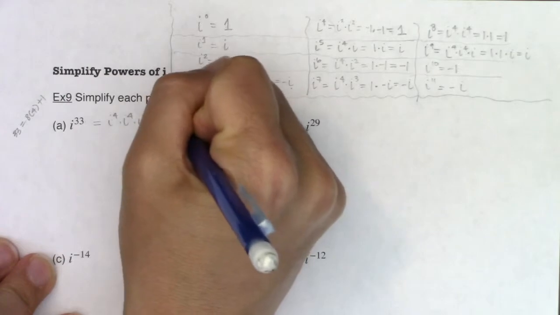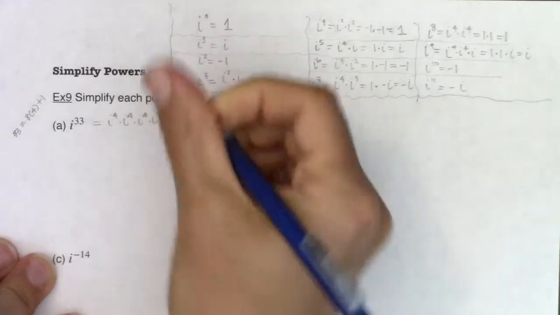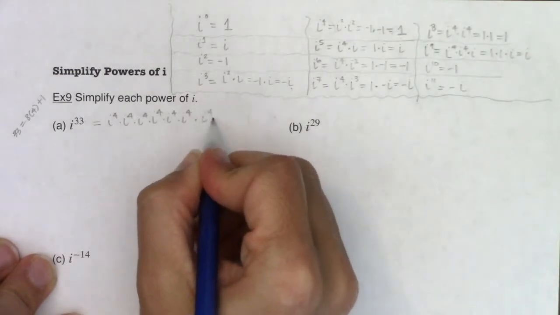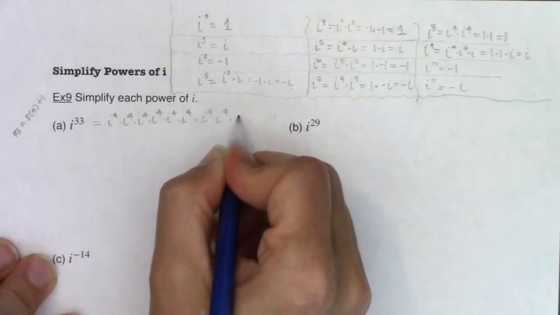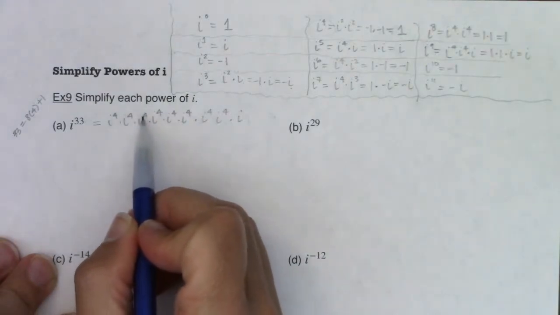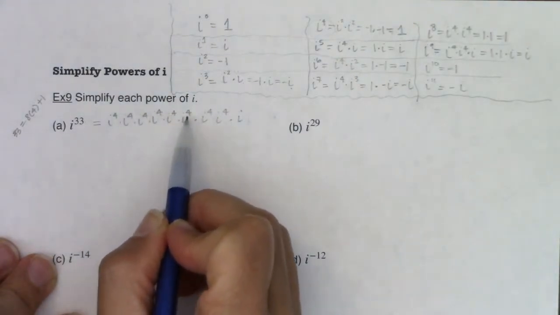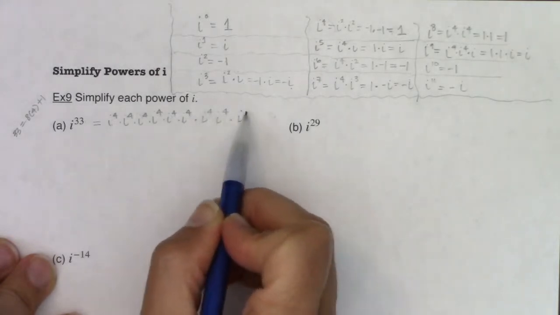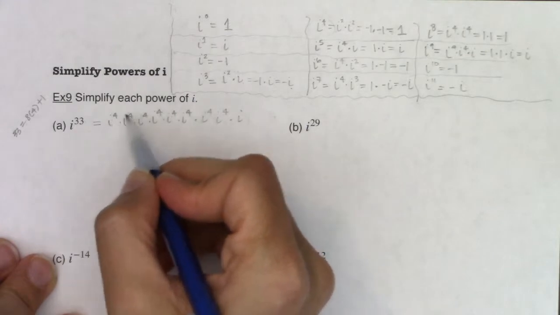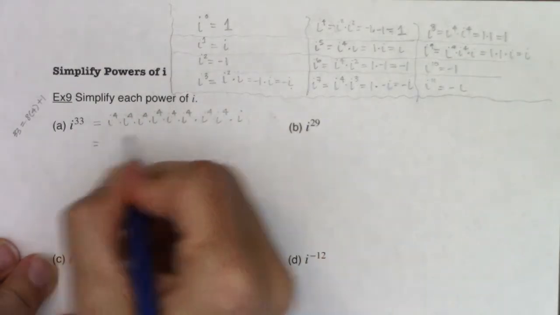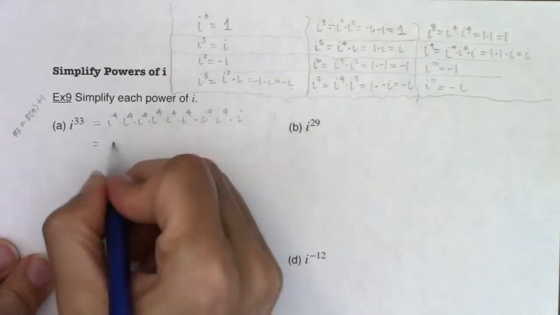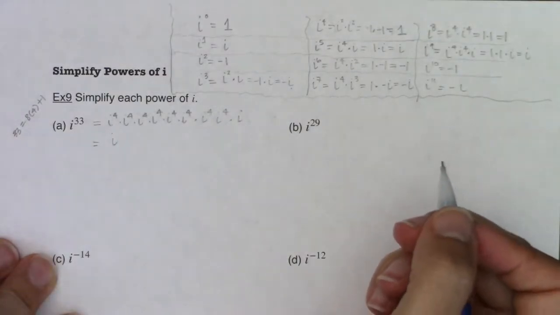I got to write 8 of these. Give me a moment. How many do I have? 1, 2, 3, 4, 5, 6, 7, 8, and then finally I, right? So 4, 8, 12, 16, 20, 24, 28, 32, 33, right? This is I to the 33rd power, but all of these I to the fourths are 1. So ultimately I have 1 times 1 times 1 times I. My answer is I, okay?